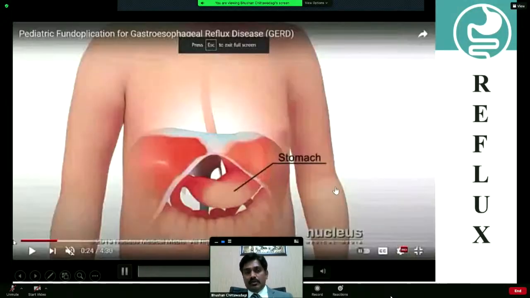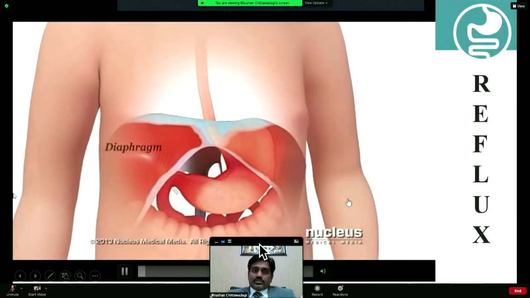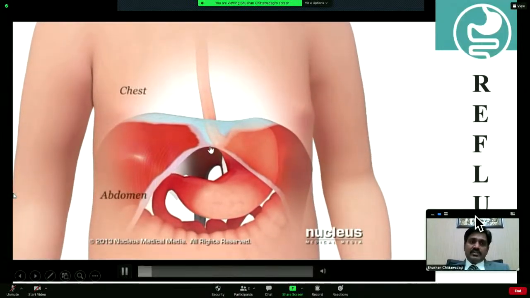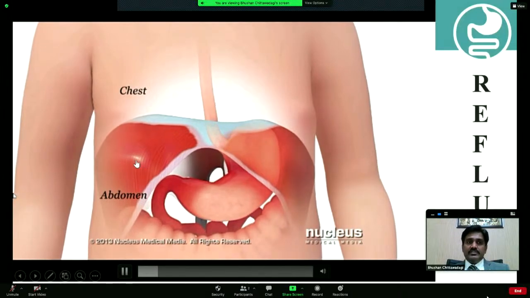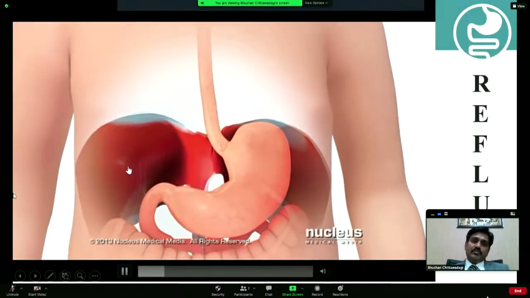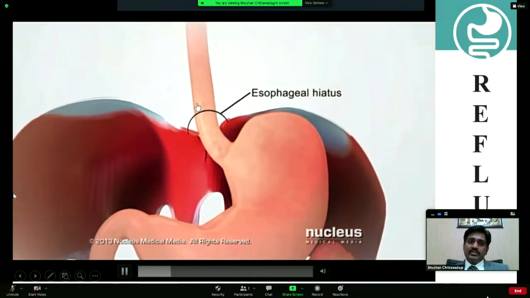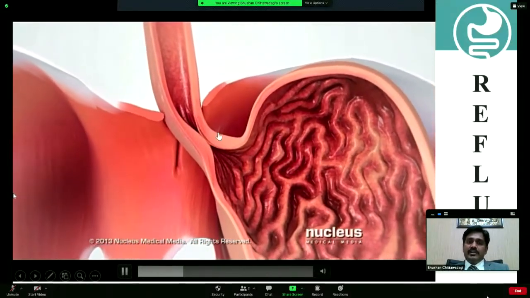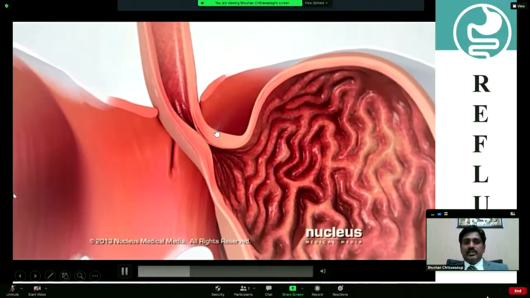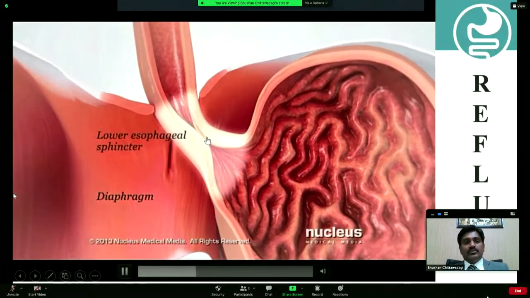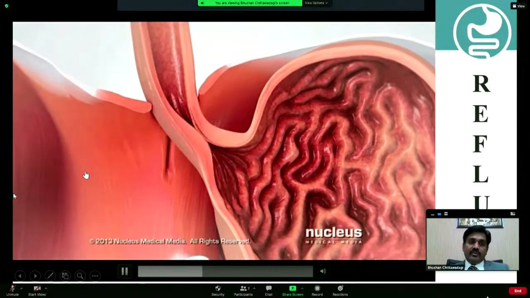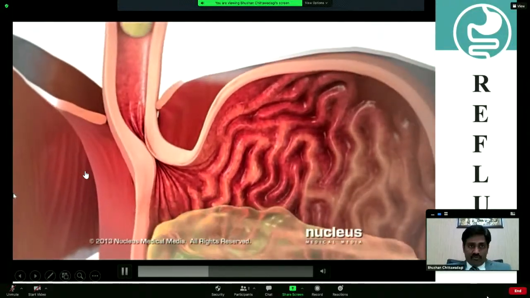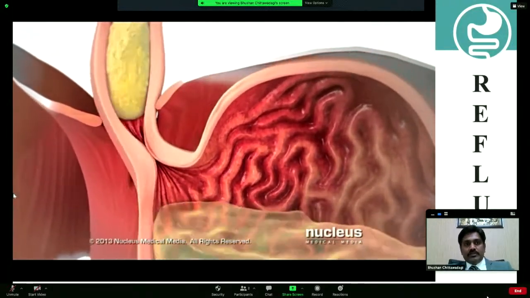Now, how the normal food goes down. This is the diaphragm, which is not a respiratory muscle, which divides the two components, the chest and abdomen. This is the food pipe, what you're seeing down the straight line. This is the esophagus, and through an opening in the diaphragm, it enters into the abdomen. Now, this is the stomach. This thickened, constricted part is the lower esophageal sphincter, or we call it the lower esophageal wall.